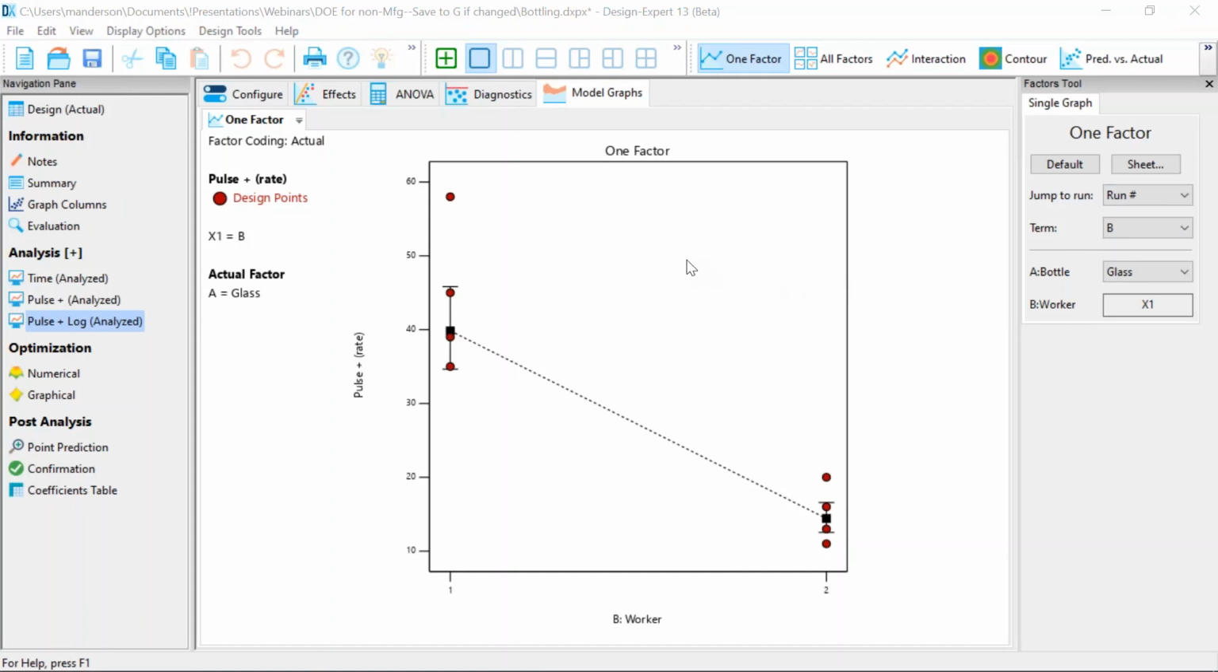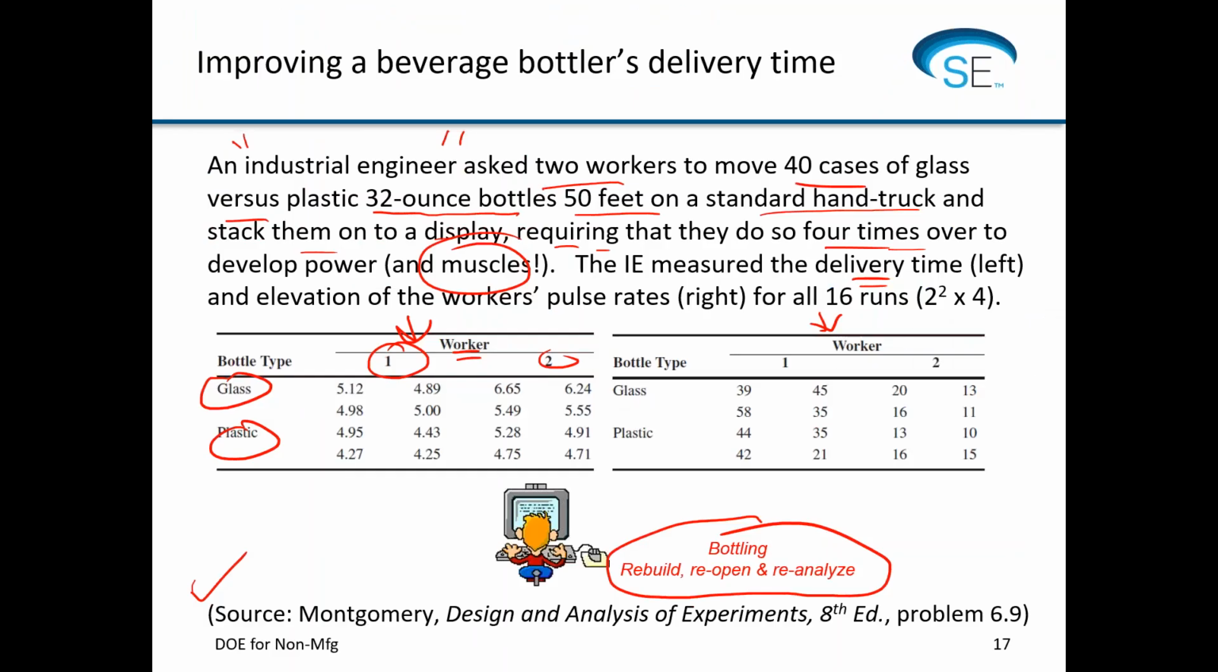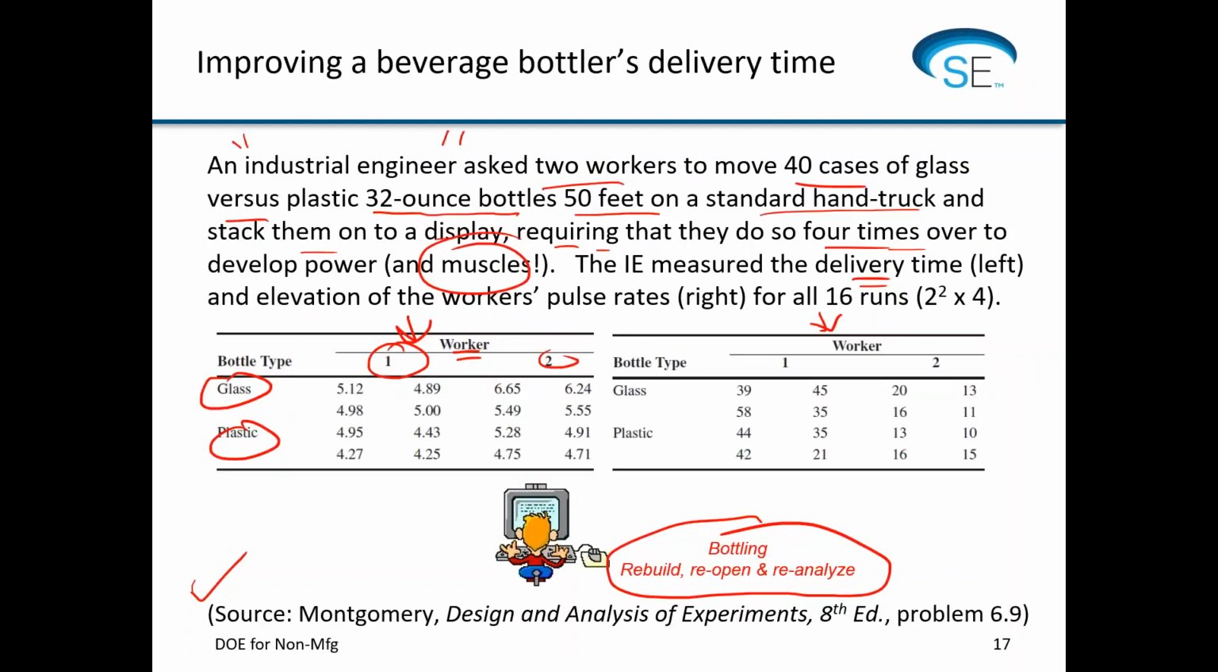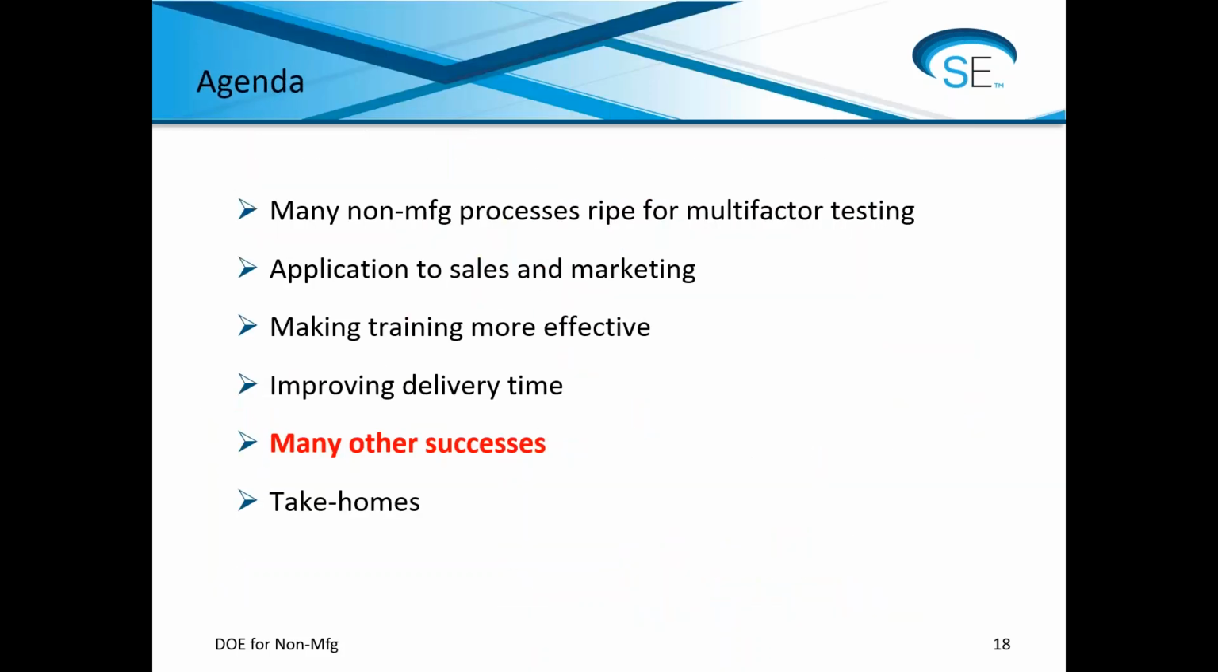So that I thought was a pretty interesting application of DOE to non-manufacturing, out of the Montgomery book. And it relates to a logistics type of situation, like a supply chain situation. But again, it's a process. And so it's repetitive. There's factors, there's things we can measure. So why not?